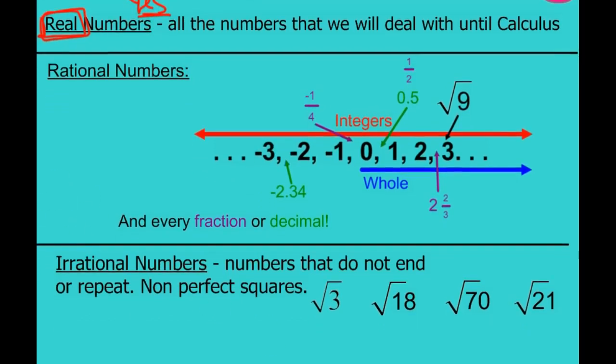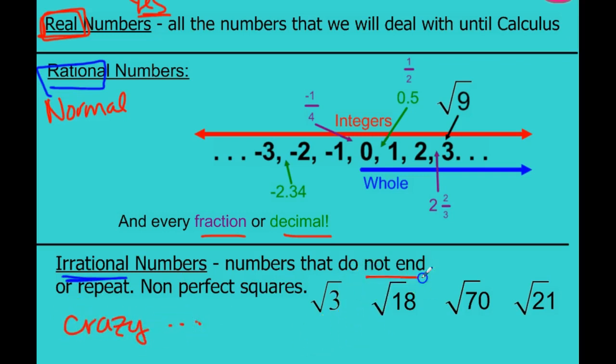So these real numbers are broken up into two categories. They can be rational or they can be irrational. Rational numbers are more our normal numbers. Any fraction, any decimal, any counting number or whole number. We'll talk about those in a second. Irrational numbers are more of our crazy numbers that go on and on and on. They do not end and they do not repeat. Like pi or these square roots.